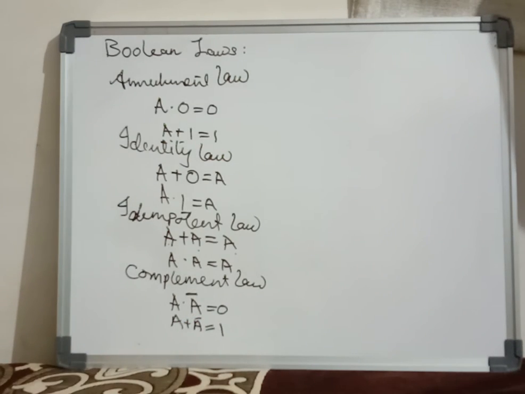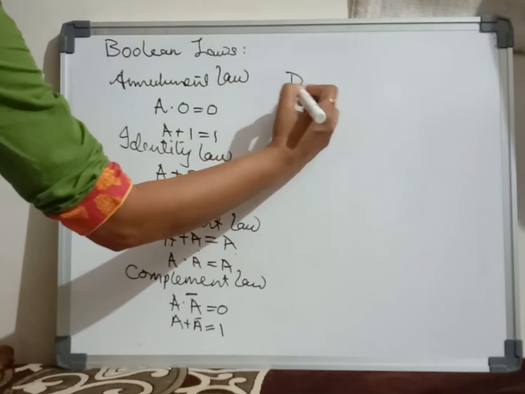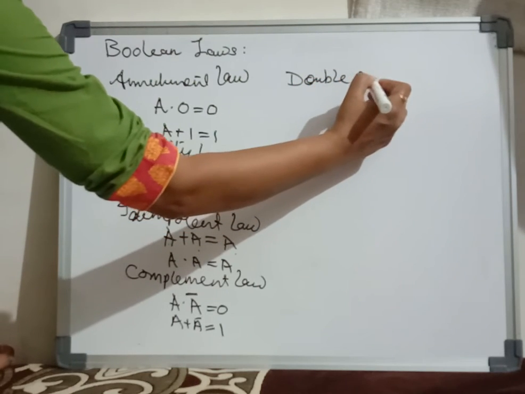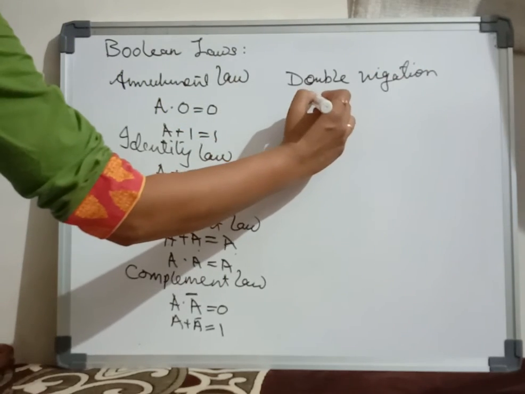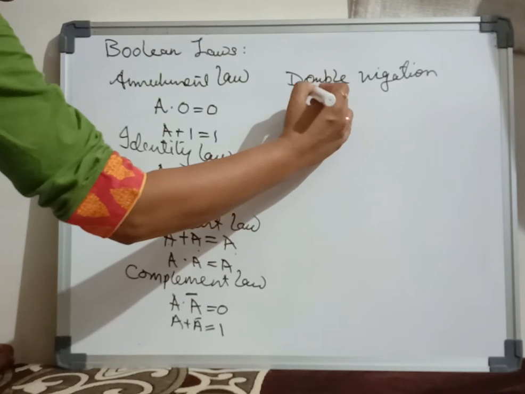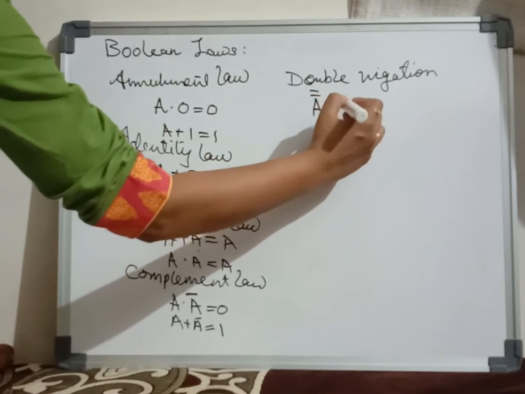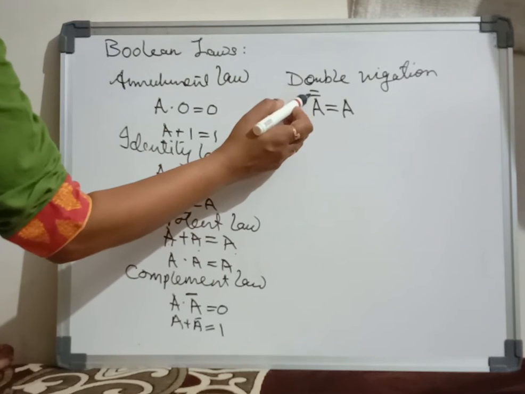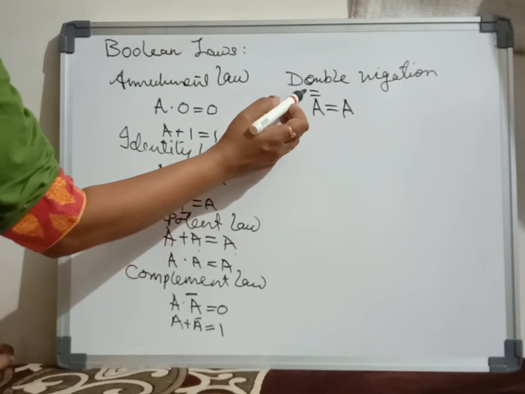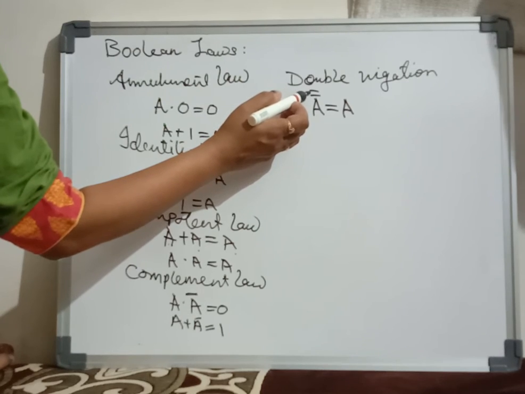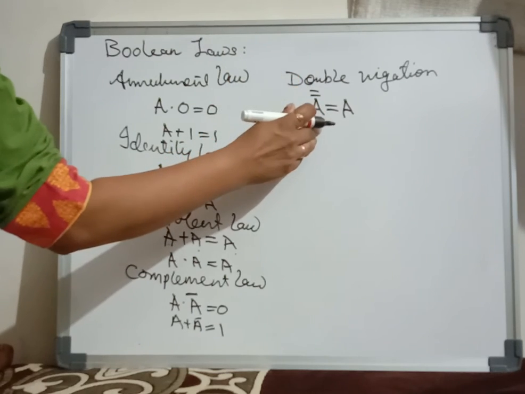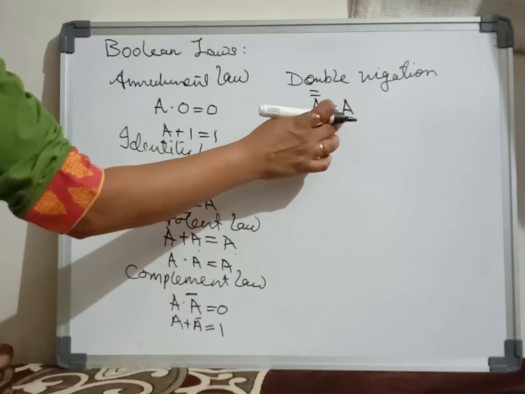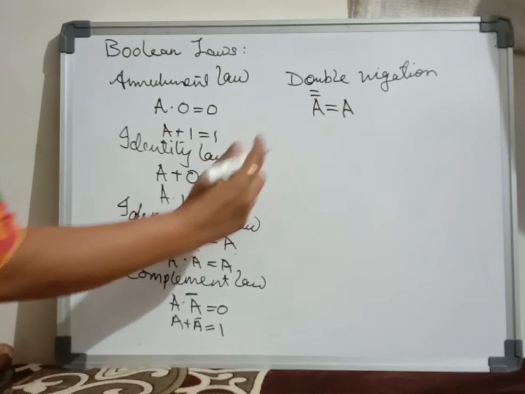Another is double negation. What is double negation? Double negation means if suppose A double bar is there, which is equal to A, the two negations will get removed. So A double negation is simply A. Okay.